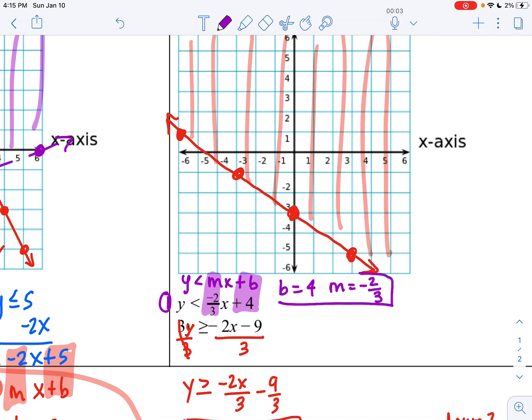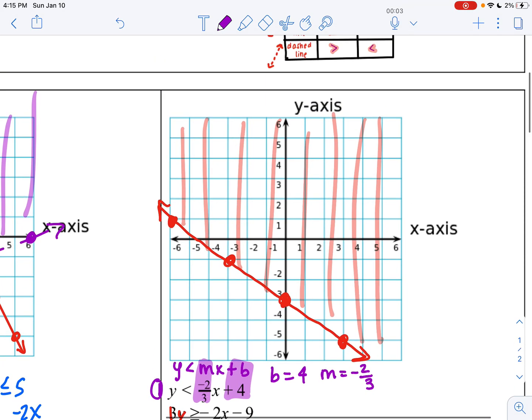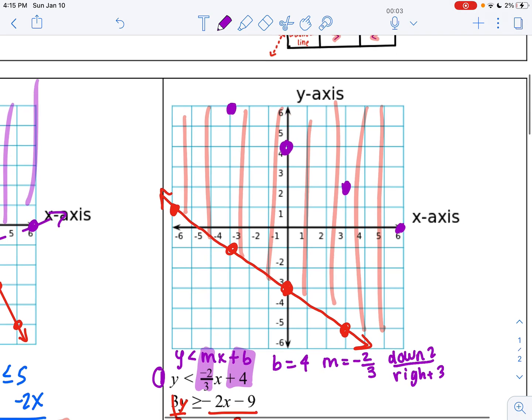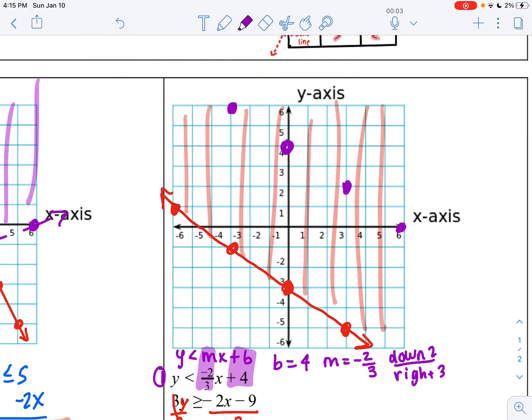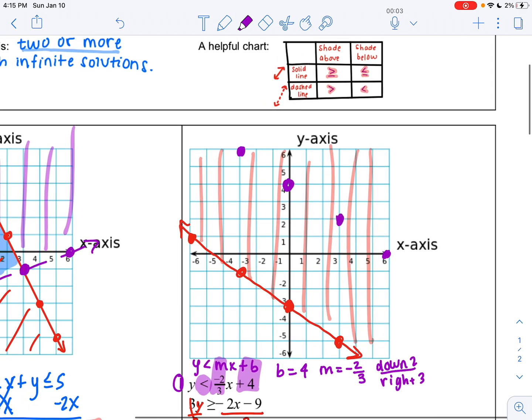I saw that my b is 4 and m is 2/3, so that means I'm going to go up 4. And again, this tells me to go down 2, right 3. So down 2, right 3, make a point. Down 2, right 3. This time you can go up 2 and left 3. Don't draw the line yet. Let's check our sign. Our sign here is a less than sign. So let's look for that in our chart. Less than is right there. So we're going to shade below and we're going to draw a dashed line. Shade below and dashed line.